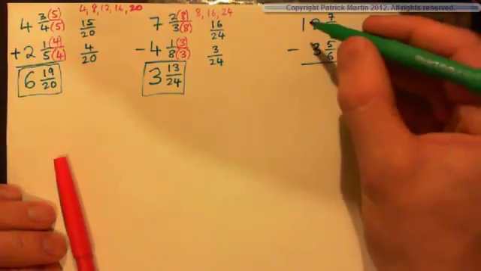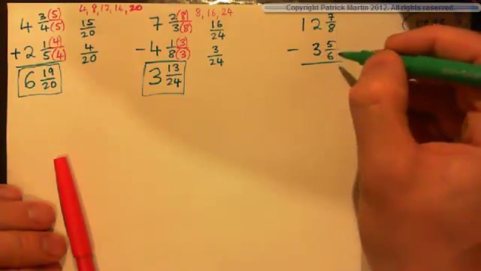So let's try this one. 12 and 7/8 minus 3 and 5/6.